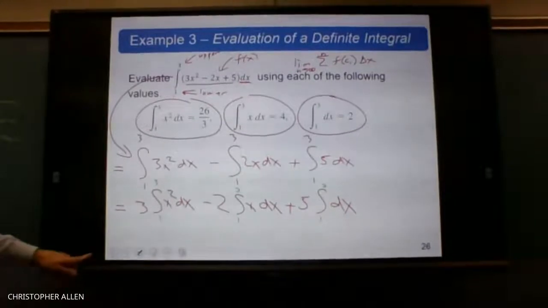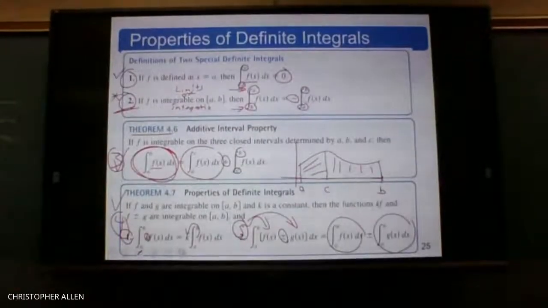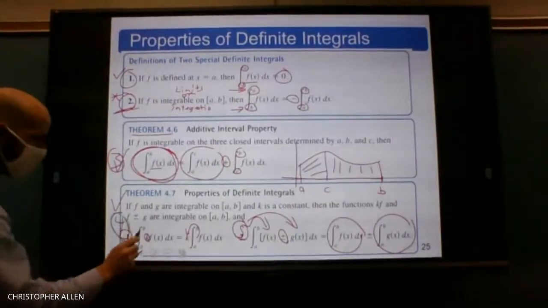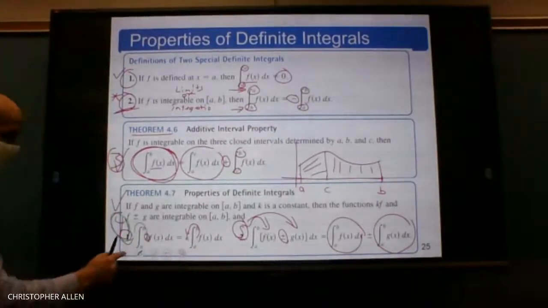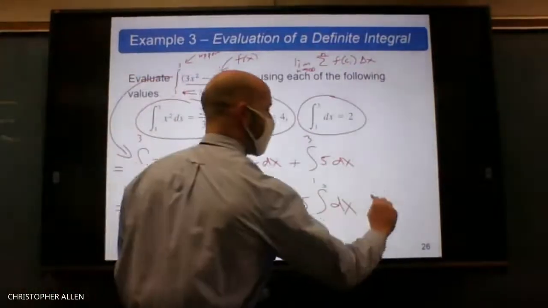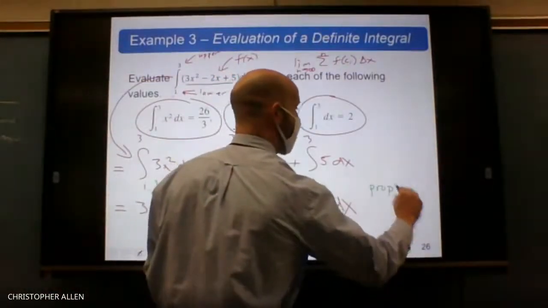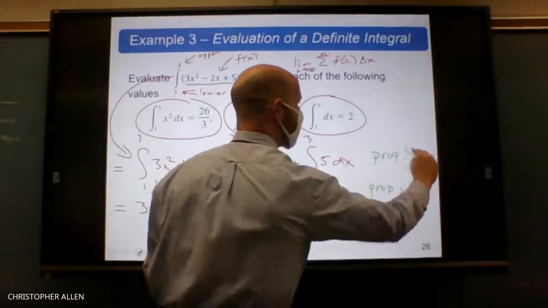Oh, by the way, what property did I use there? Number 4. I used property number 4, which says I can pull that constant out. So this was property 4, and this one up here was property 5.